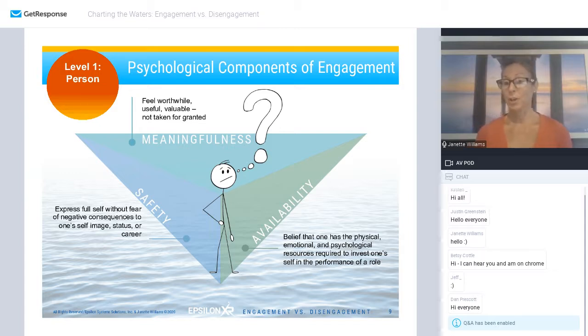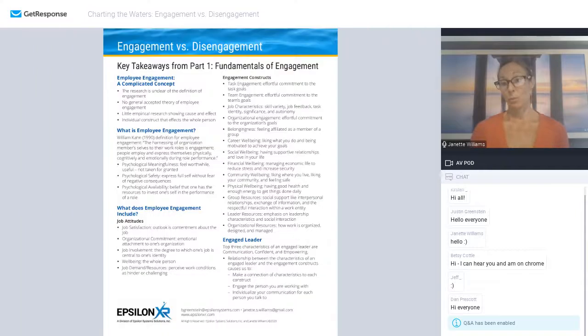It's been in the literature for many years now from Amy Edmondson out of Harvard, and that's really the ability for one to express their whole self without feeling any retribution, that there would be negative consequences or anything that would come against them, whether it be for their career, self-image, or status. And so these three components help define what Barbara talked about as level one when it comes to the person.